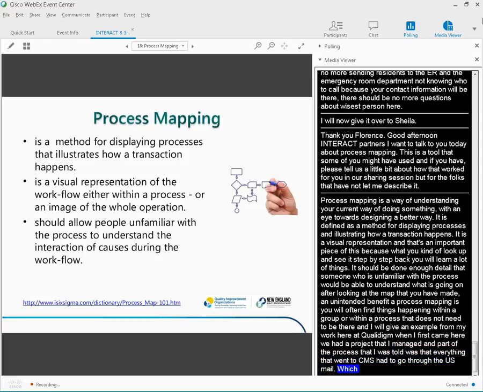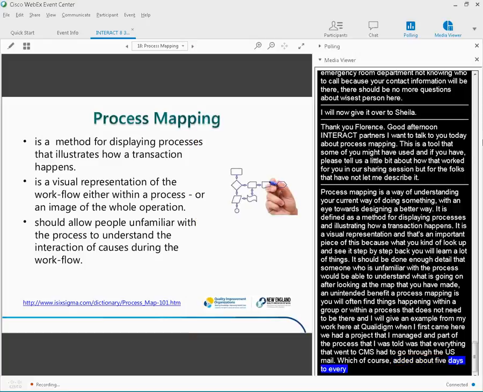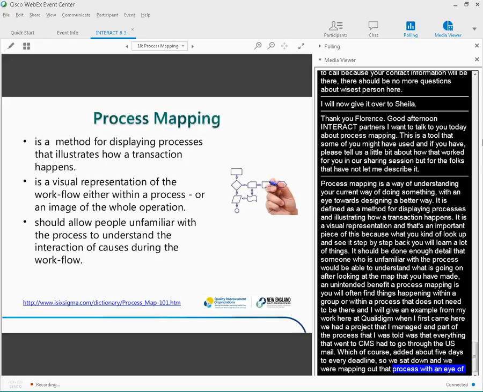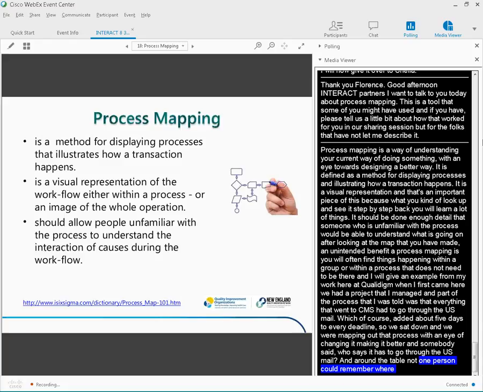So we sat down and we were mapping out that process with an eye of changing it, making it better, and somebody said, who says it has to go through the U.S. mail? And around the table, not one person could remember where we got that. So we called CMS and they said, we don't care if you FedEx it.